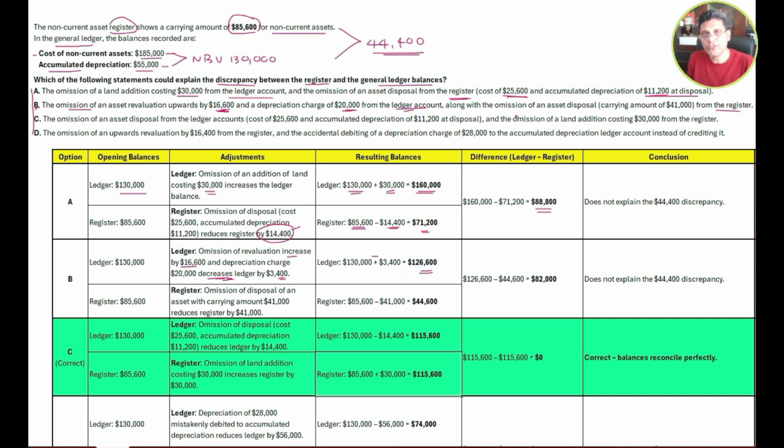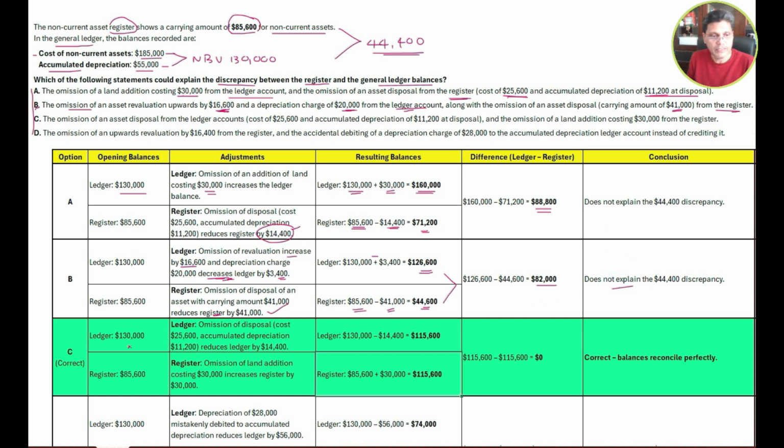On the other hand, for the omission of an asset disposal, the carrying value was 41,000 from the register. So from the register, they have omitted the disposal of an asset. So they have overstated the register balance. Therefore the register balance will reduce by 41,000 once it is corrected. The current balance is 85,600. Once you deduct this 41,000, it will be 44,600. Once you take the difference between these two, the difference will be 82,000. So this option also does not fully reconcile the discrepancy. This is not the correct answer.